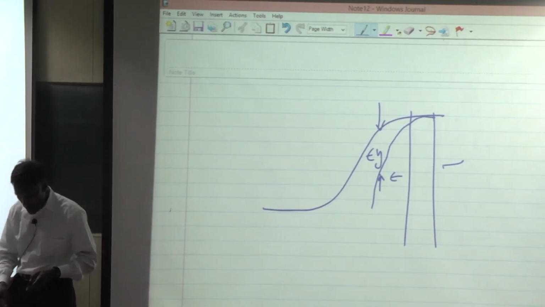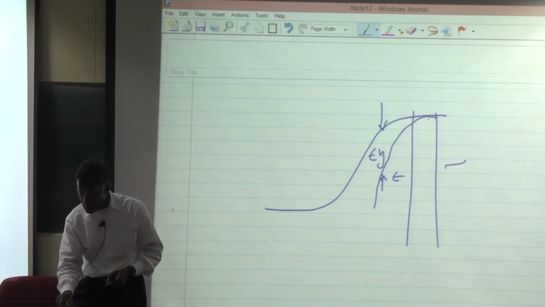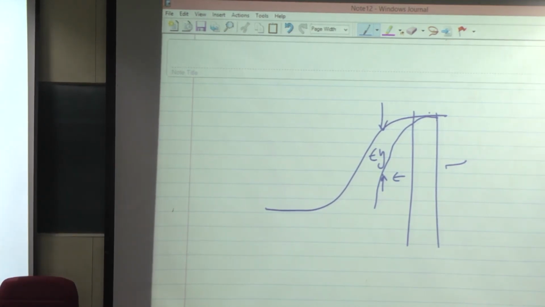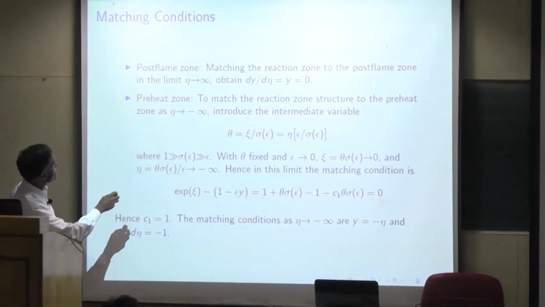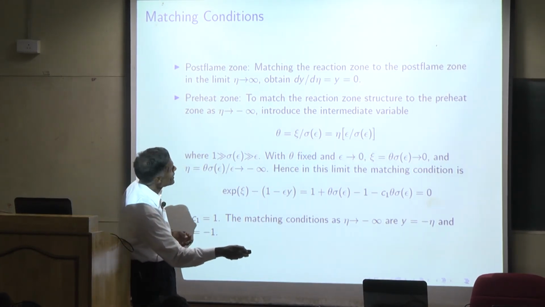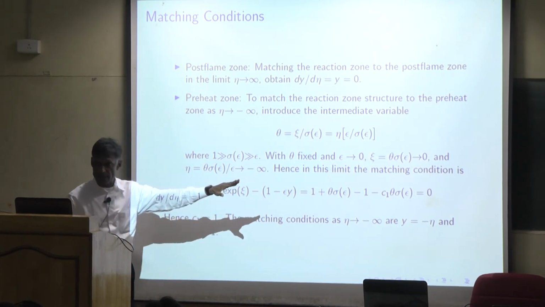Now in the post-flame zone, it's very clear. You can see that in the post-flame zone, y must be 0. That's what this condition here is. As eta tends to infinity, which means we are moving away in that direction, the gradient as well as the value is 0. So that's one matching condition satisfied.